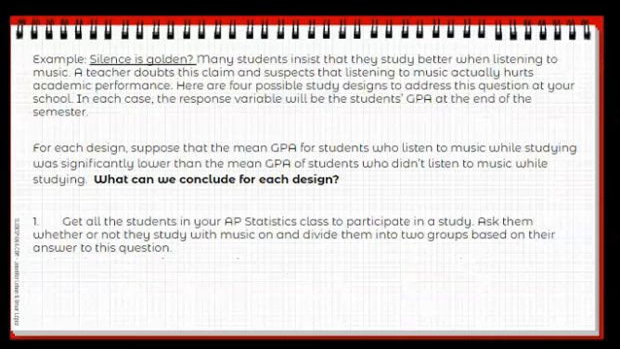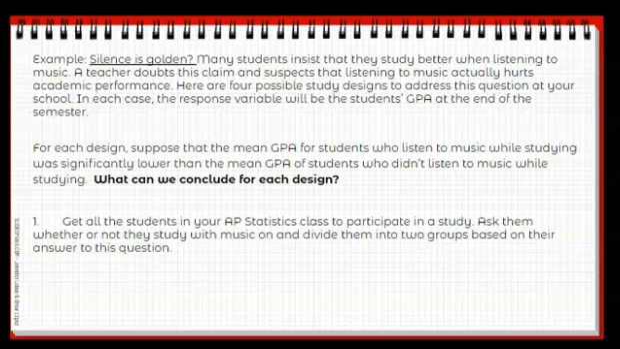All right, so let's look at this. Is silence golden? Many students insist that they study better when they listen to music. A teacher doubts this claim and suspects that listening to music actually hurts academic performance. Here are 4 possible study designs to address the question at your school. In each case, the response variable will be the student's GPA at the end of the semester. So for each design, suppose that the mean GPA for students who listen to music while studying was significantly lower than the mean GPA for students who did not listen to music while studying.